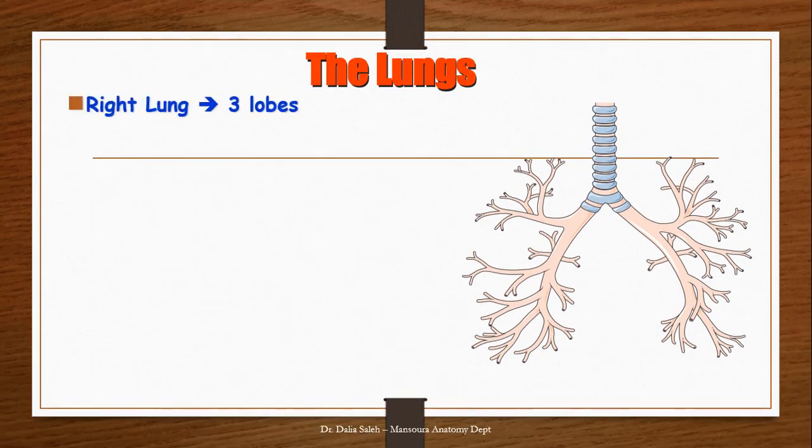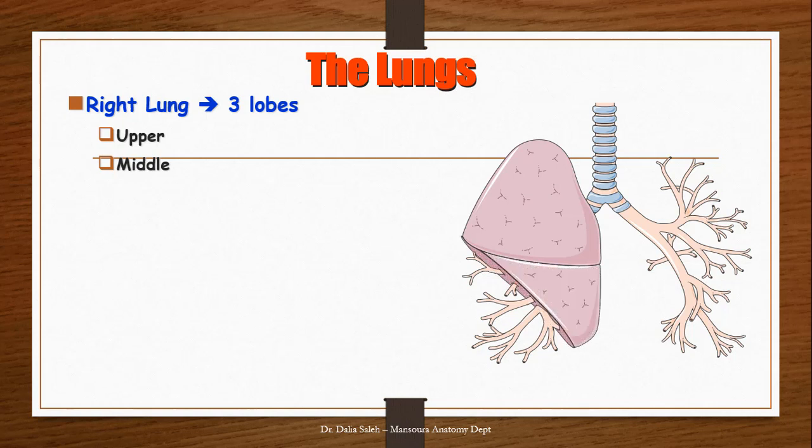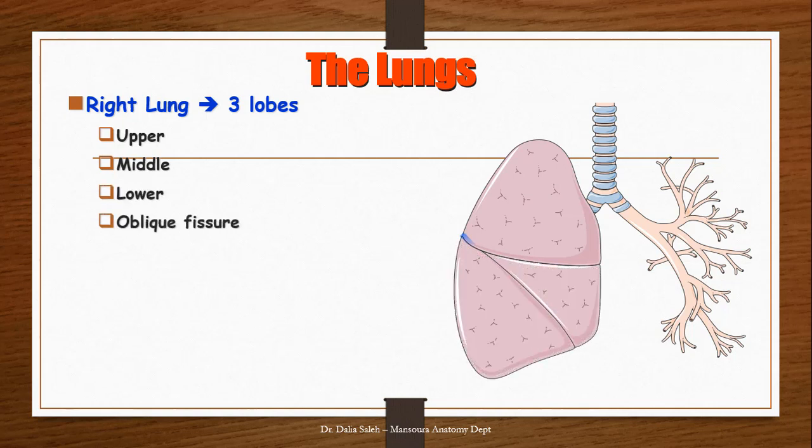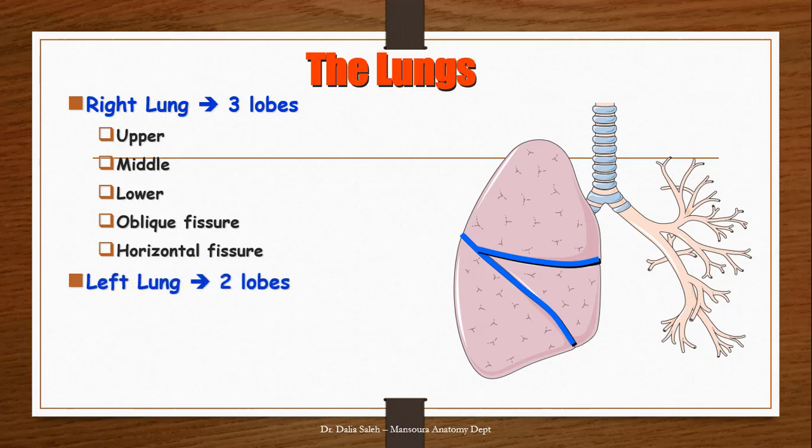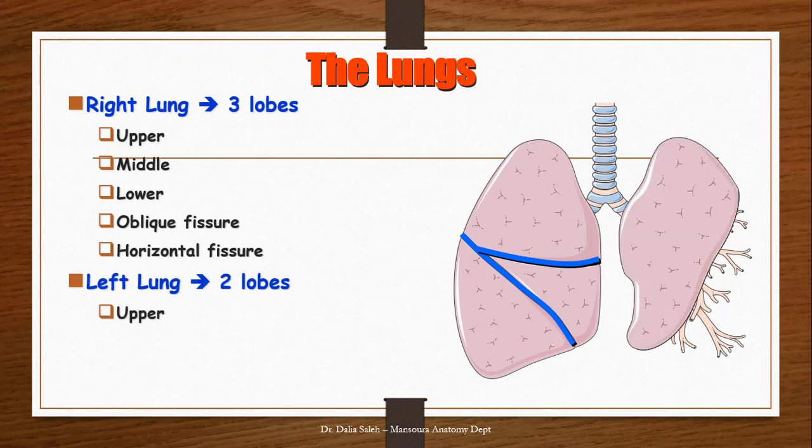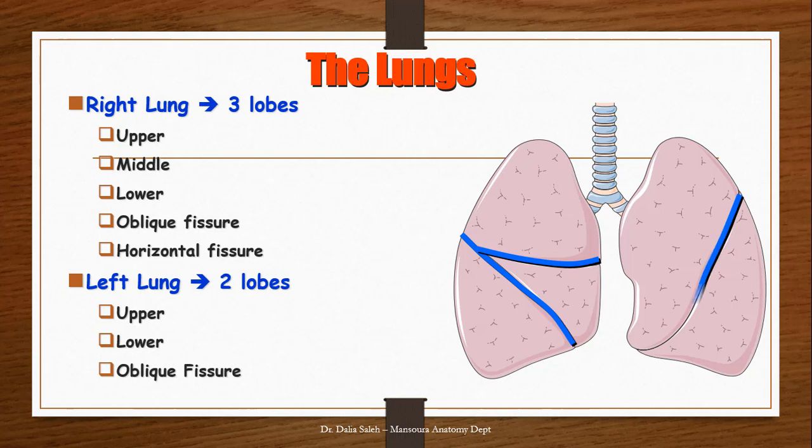The right lung is formed of three lobes, upper lobe, middle lobe, and lower lobe, separated from each other by two fissures, the oblique fissure and the horizontal fissure. While the left lung is made only of two lobes, upper lobe and lower lobe. They are separated from each other by one fissure. It is the oblique fissure.